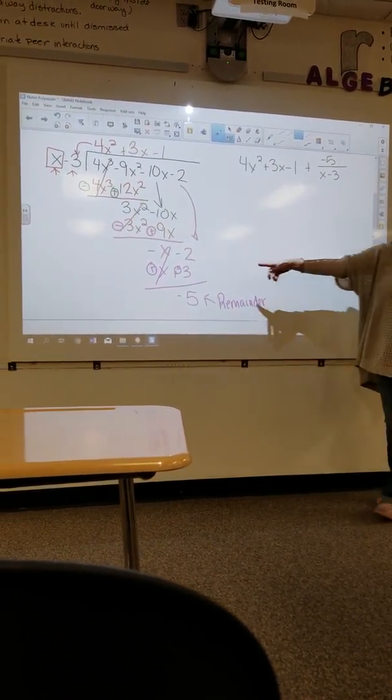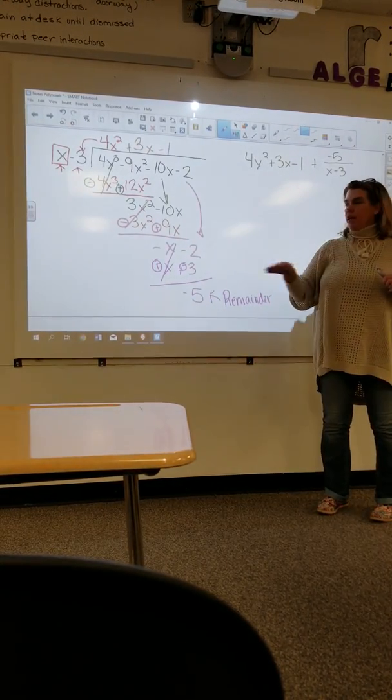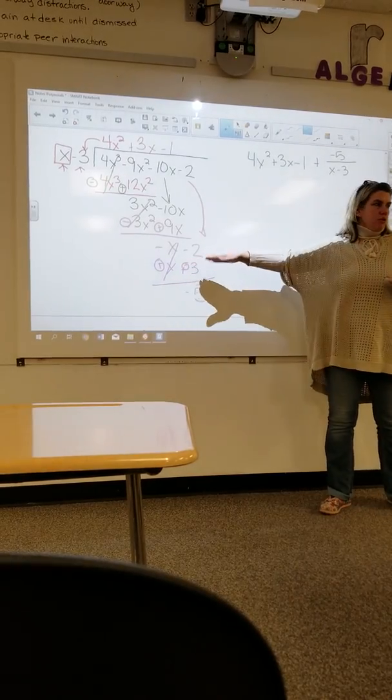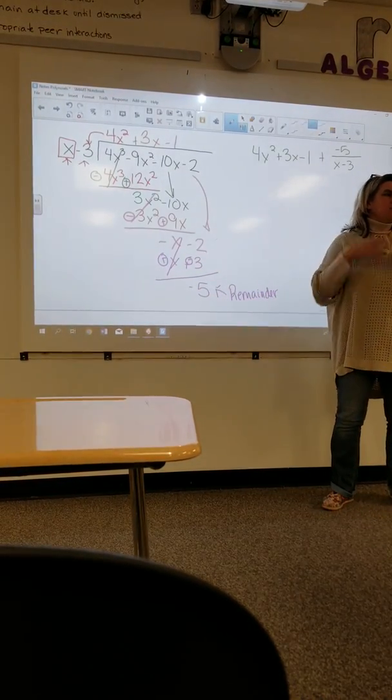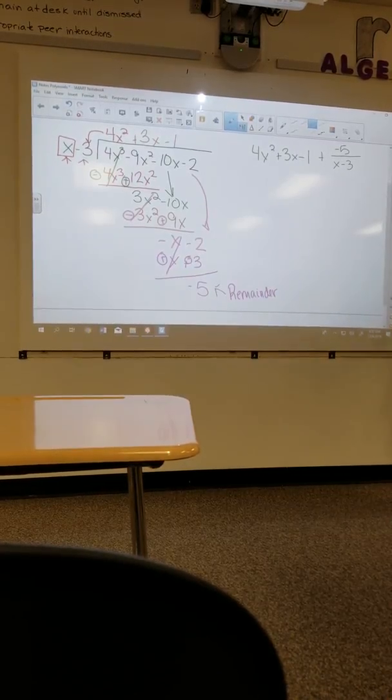Oh, down here? Yes, because I'm subtracting. So if you change the signs when you do the subtraction, then you just have to combine like terms. That'll help you remember to do it.